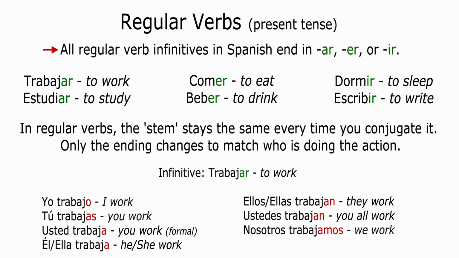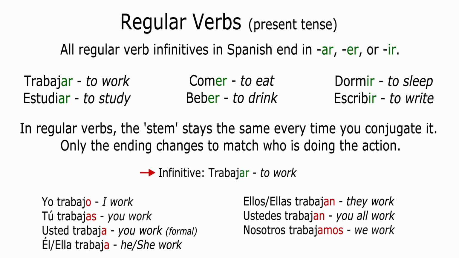All regular verb infinitives in Spanish end in AR, ER, or IR. For example, trabajar ends in AR, comer ends in ER, and dormir ends in IR. When we conjugate verbs, the stem of the verb stays the same, and the ending changes depending on who is doing the action. That is, which subject pronoun we are using.